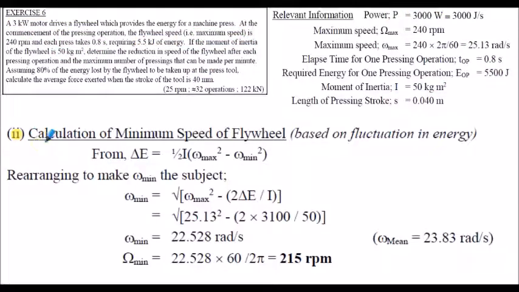For part two here, we have to calculate the minimum speed of the flywheel to find the reduction in speed, and that's based on the fluctuation energy. So from the change in energy is equal to half I omega max squared minus omega min squared, we need to rearrange the equation to find the omega min. Rearranging the equation and putting the numbers into the equation, that becomes 22.528 radians per second. And converting that into RPM, that's 215 RPM. So that's the minimum speed of the flywheel when releasing the change of energy of 3,100 joules.